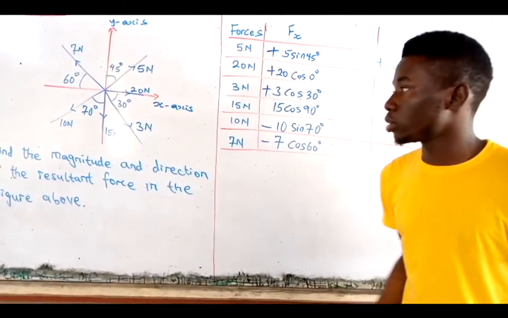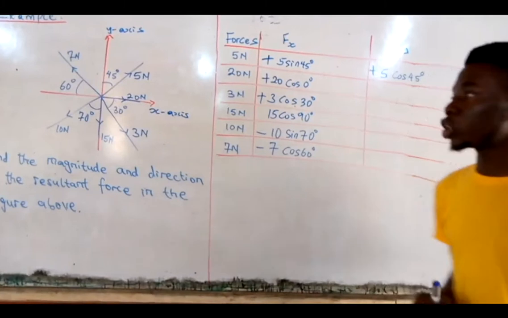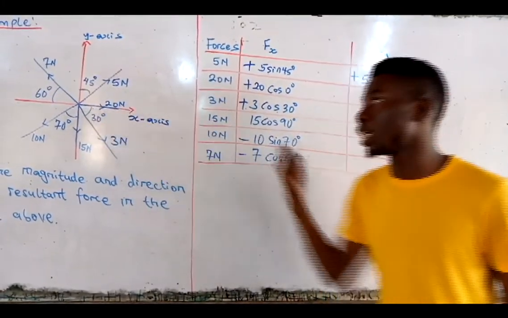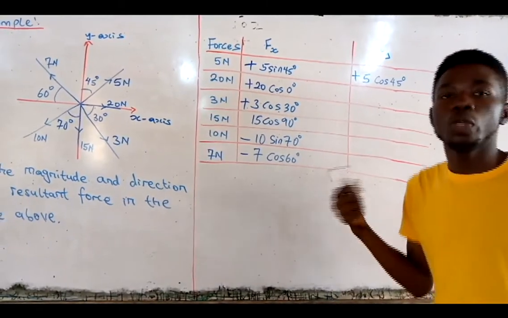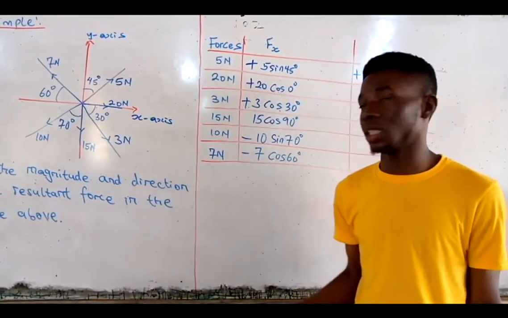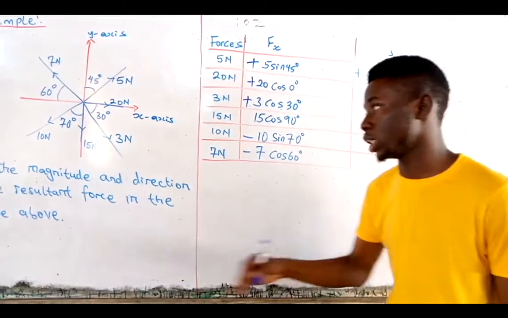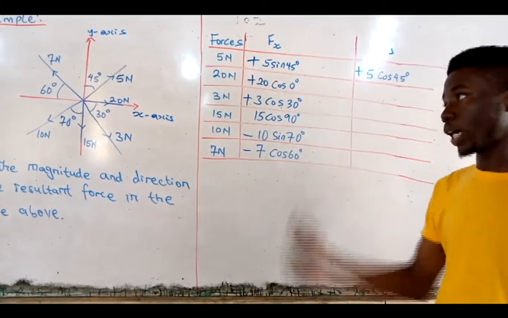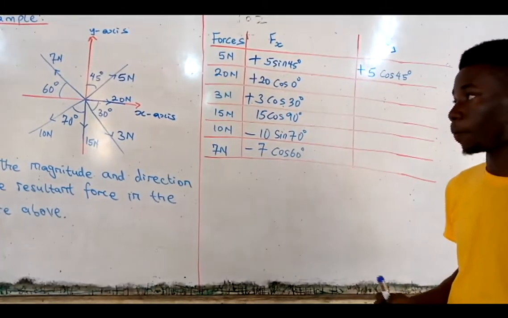The next one is the force 20 Newton. The force 20 Newton is directly on the x-axis, which implies that with respect to the y-axis, the side that 20 Newton is going to take is indeterminate. Then we cannot know the sign that we'll put here.